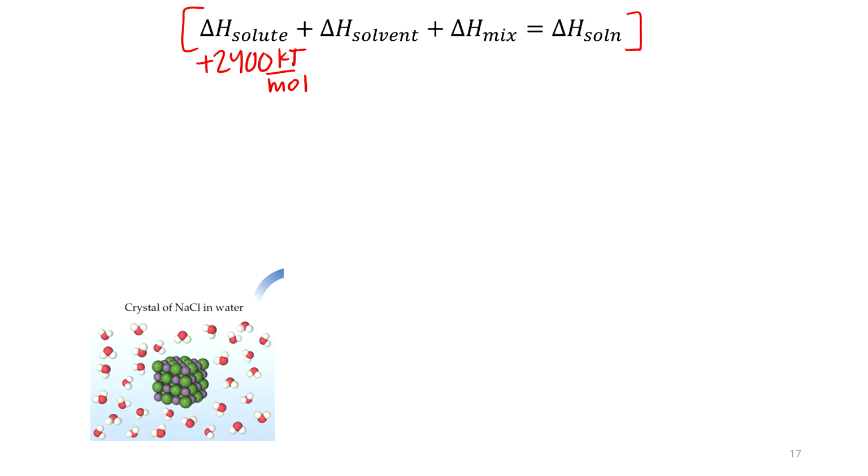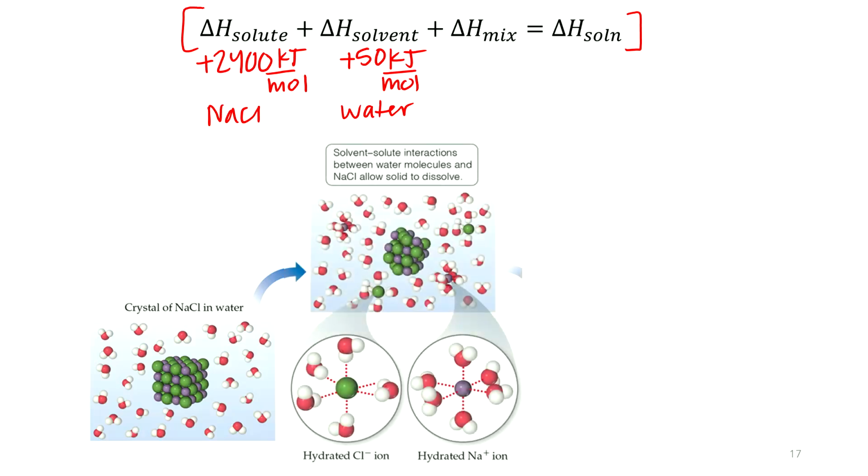Then I've got delta H solvent. Well, for water, that might be something around 50 kilojoules per mole. And for intermolecular forces, that's pretty strong. Those are hydrogen bonds. This is our salt here, NaCl. And then the key here is what is happening when I mix them together. So there's my chunk of crystal NaCl. That's not how it dissolves. When salt dissolves, it splits up into its ionic components. So I'm going to have an Na plus and a Cl minus. And every time those dissolve, I get hydrated ions.